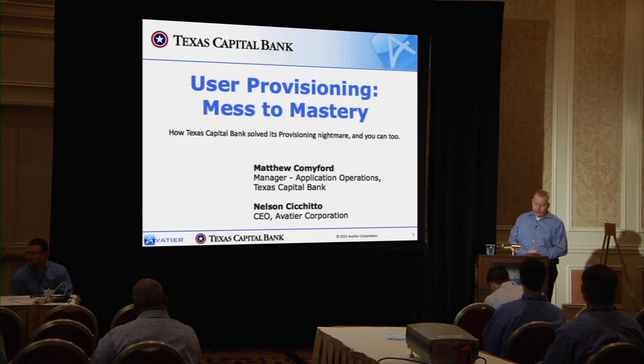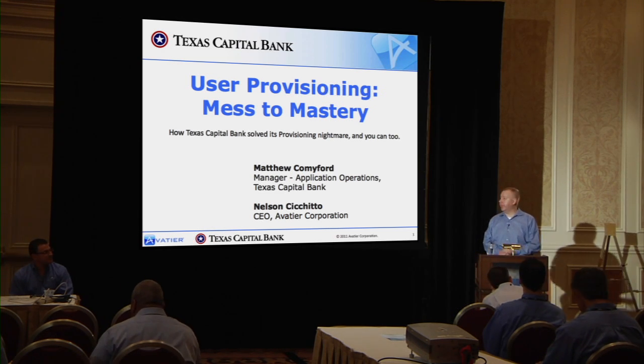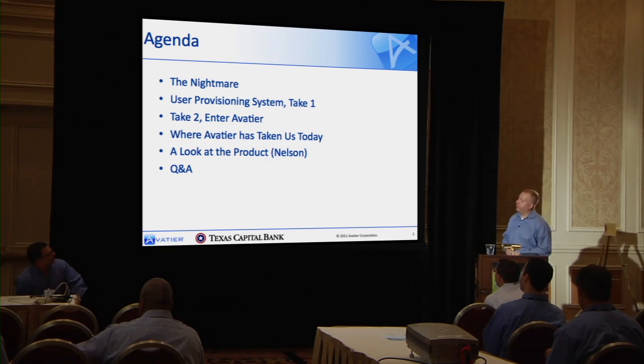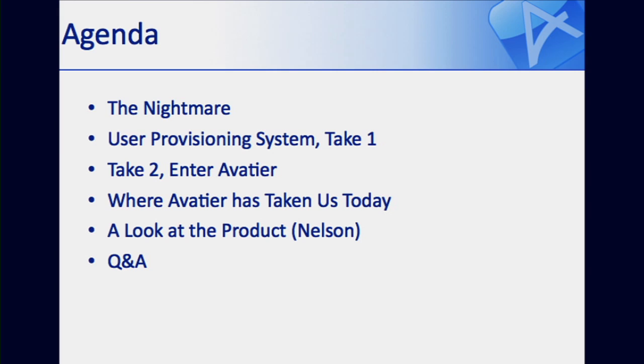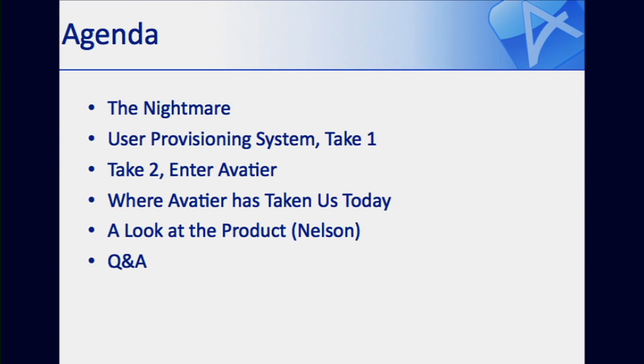My name is Matthew Cummingford, and I am here today to talk to you a little bit about user provisioning. Some of you may know it as identity access management. First off, we're going to talk a little bit about the nightmare that my company struggled with in our original user provisioning process. Then we'll take a look at our first attempt at an automated solution that didn't really go so well. After that, we find Avatier, and we work with them, and we'll tell you where they've taken us today. Then I'll turn the presentation over to Nelson, who will give you a look at the product and show you what Avatier has to offer. After that, we'll have a short Q&A session, and I can answer any questions related to my personal experiences with the product, or for Nelson from the product itself.